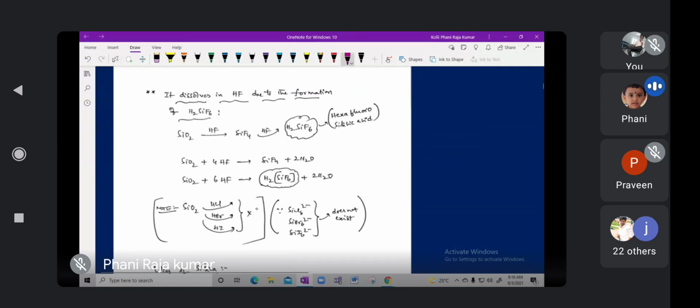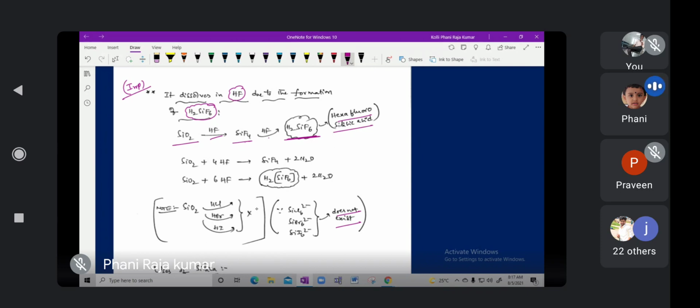This is another useful reaction. SiO2 dissolves in HF due to the formation of H2SiF6. So SiO2 with HF gives SiF4, which dissolves in HF and forms soluble hexafluorosilicic acid. Similar to this, we are expecting reactions with HCl, HBr, HI. But SiCl6 2 minus, SiBr6 2 minus, SiI6 2 minus do not exist due to steric factor. That's why SiO2 dissolves in HF due to formation of H2SiF6.